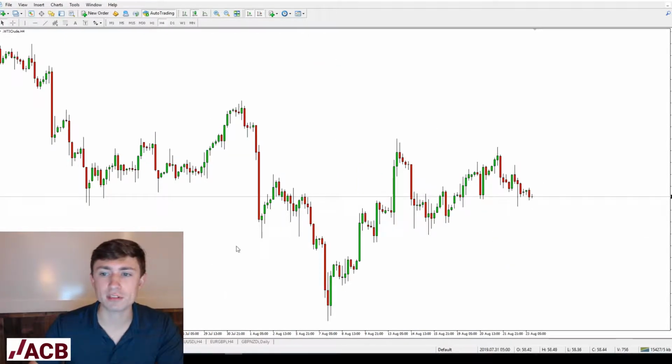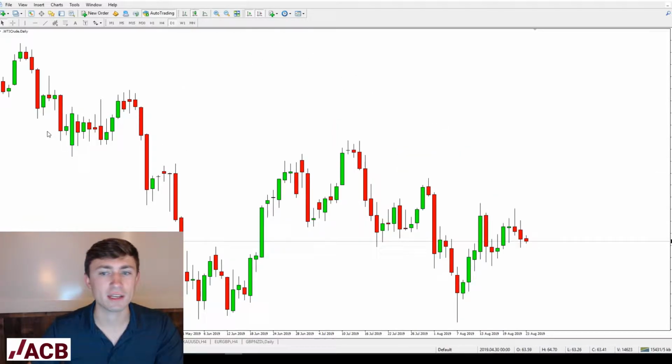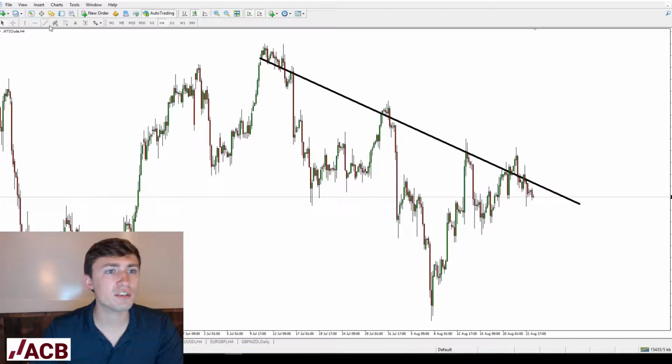WTI crude is going to look similar. However, take a look at the current trend line that we do see right here. We're currently testing this trend line right here, which is interesting. And if I bring it back down to the 4-hour chart, you can see that we do kind of have some sort of structure here along the way.